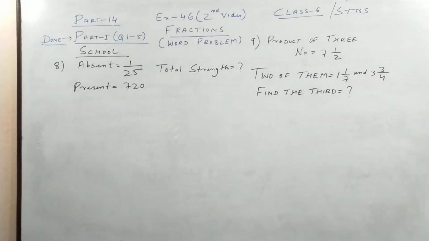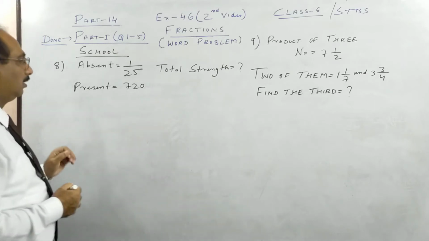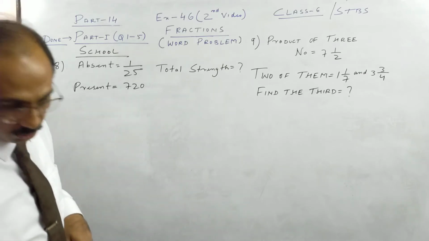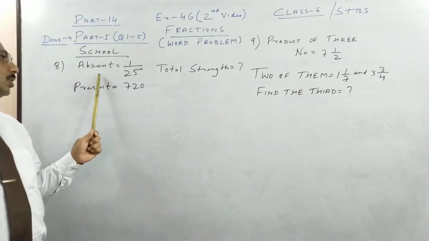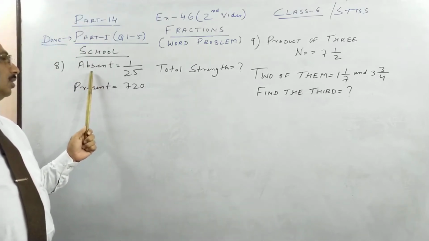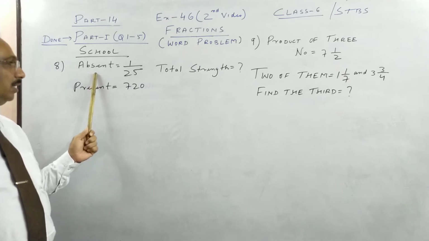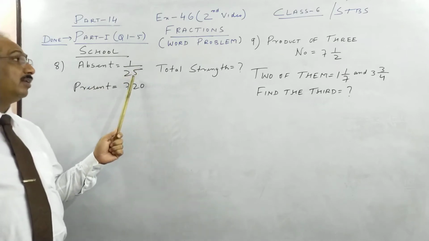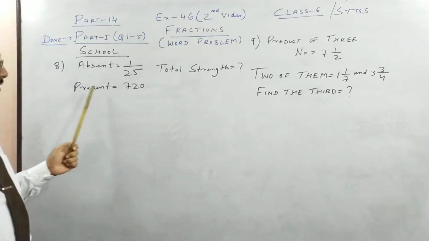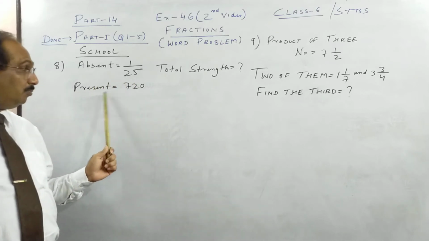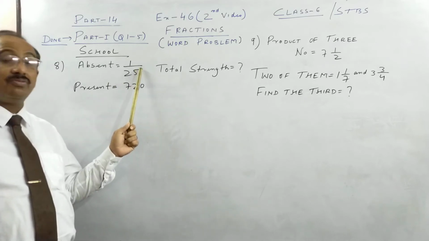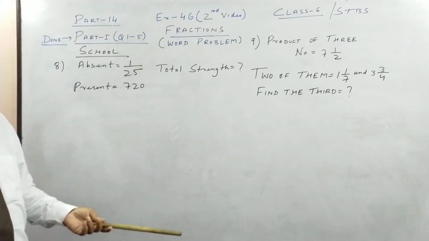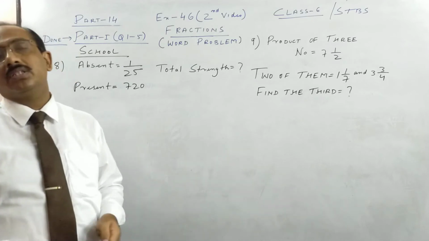So next we move on to, children, question number 8. In a school, the total number of students absent for a day is 1 by 25. This is a fraction, remember. And on that day, the number of children present is 720. Find the total strength of the school. Total strength means how many children are there.